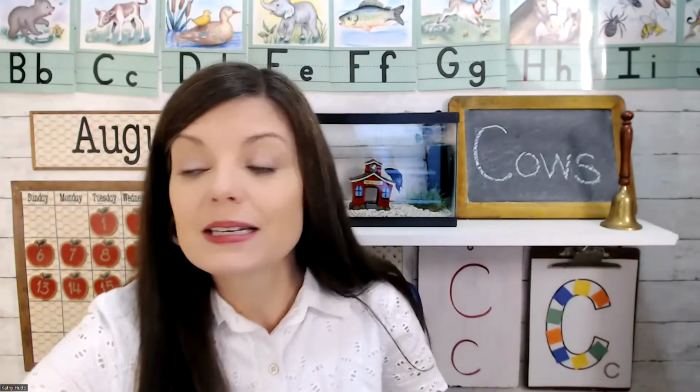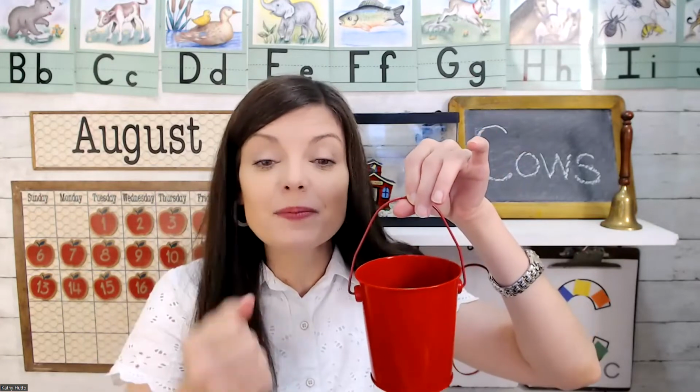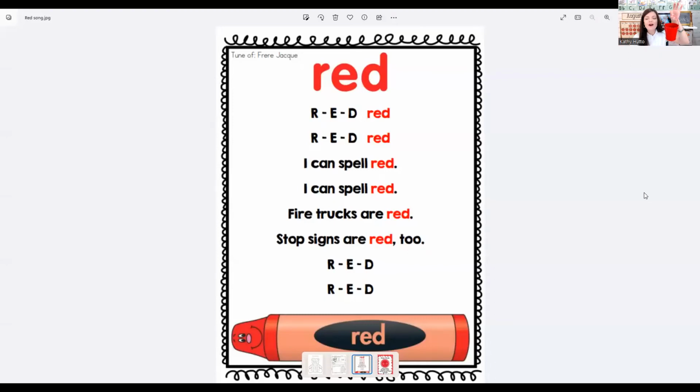Well, it is time for us to talk about the color that we've been working on this week, and I have a milk pail. A farmer uses a pail to collect all the milk from the cows. What color is this pail? It's red. Very good. R-E-D, red. I can spell red. Fire trucks are red. Stop signs are red too. R-E-D. And this milk pail is red.